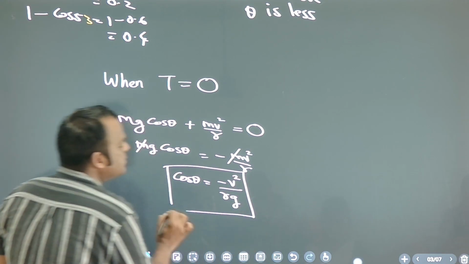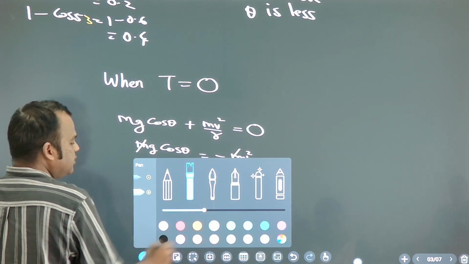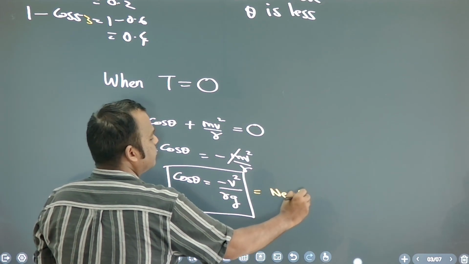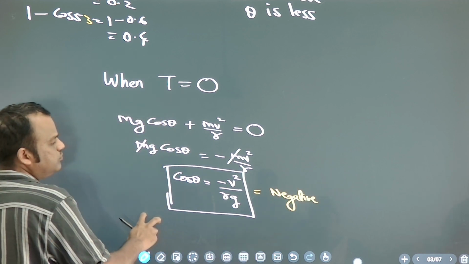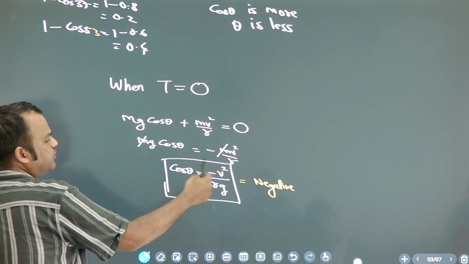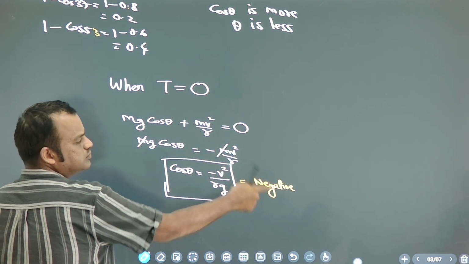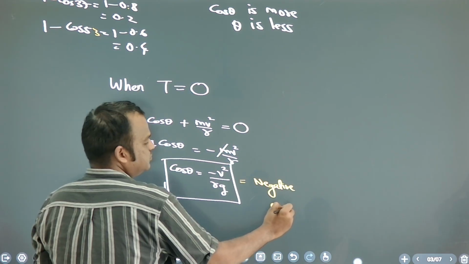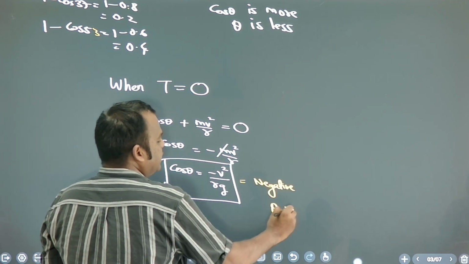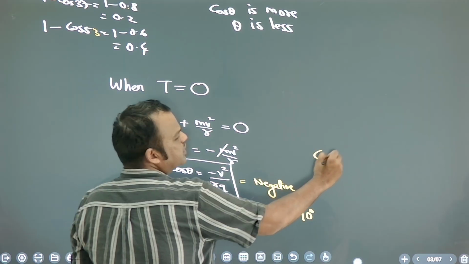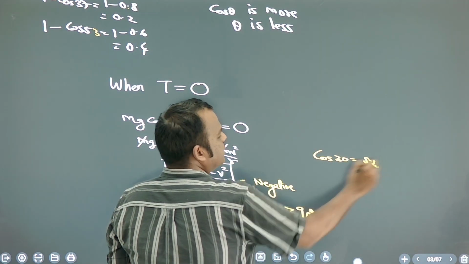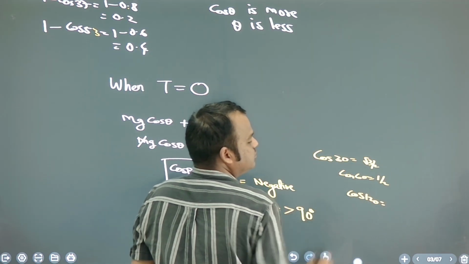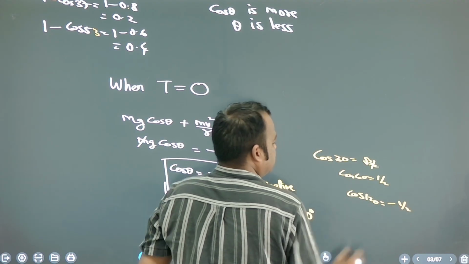Cos theta is minus v square by rg. You just observe whether cos theta is positive or negative. V square is positive, rg positive. So look at this minus sign. So cos theta is negative. It means angle theta is more than 90 or less than 90? More than 90. You know this: cos 30 is root 3 by 2, cos 60 is 1 by 2, cos 120 is minus 1 by 2.